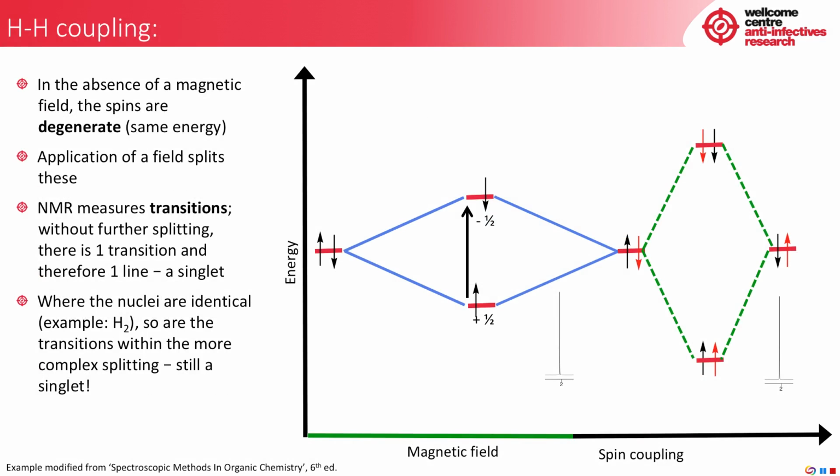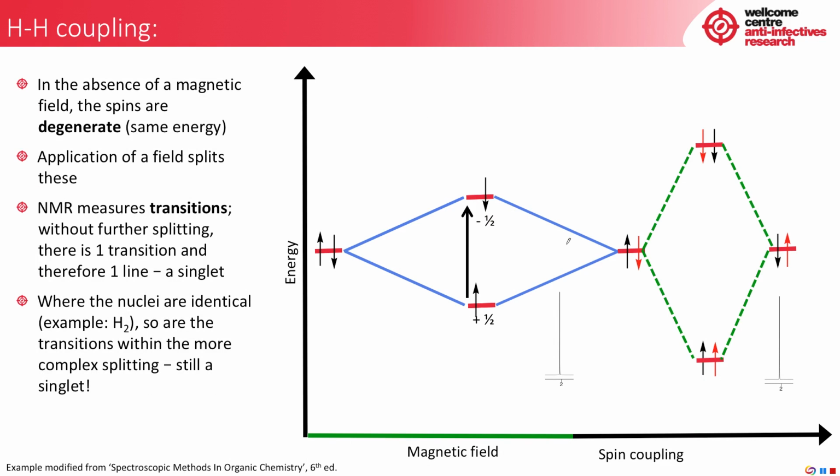So to depict the simplest possible example, coupling within a hydrogen molecule, in the absence of a magnetic field, which we can see here, the spins are degenerate and the energy is the same. Applying a magnetic field splits these. Since NMR measures transitions, there is one transition here, and there's a single line, which is a singlet.